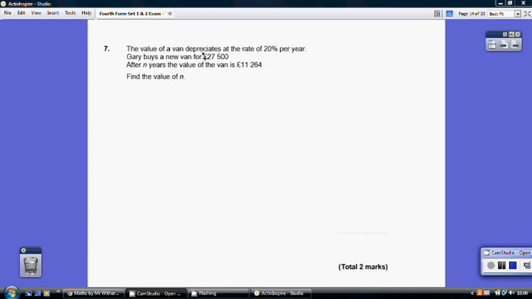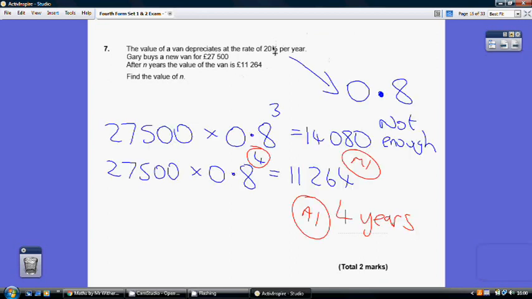So again, the starting point is to work out our multiplier. So if we're losing 20% each year, our multiplier is going to be 100 take away 20, which is 80. So dividing that by 100, a multiplier of 0.8. Now we're going to do this by trial and error. So we're going to take our 27,500 and multiply it by 0.8 to a guess of the number of years, which is the power. So I'm going to start off by trying 3 years.